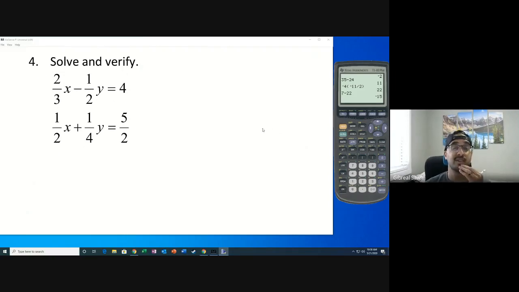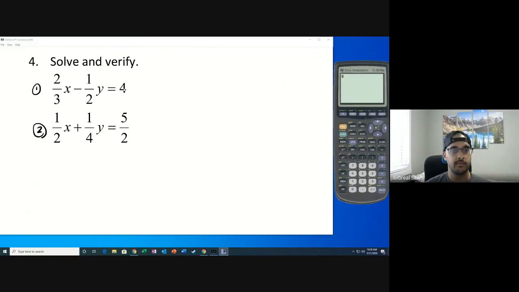So looking at this one, it really looks terrible. There's a lot of stuff going on. The first equation is 2/3 x minus a half y is equal to 4. And then our second one is half x plus a quarter y is equal to 5 halves. This is really terrible to look at. It does not look nice at all. However, you have the tools to get rid of fractions. So that's what we're going to do first to make it look a bit nicer.